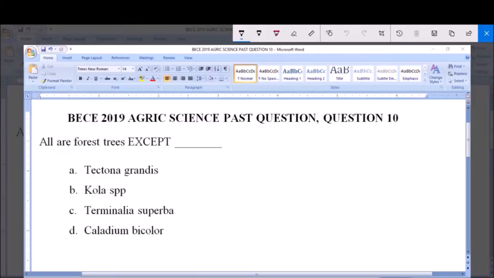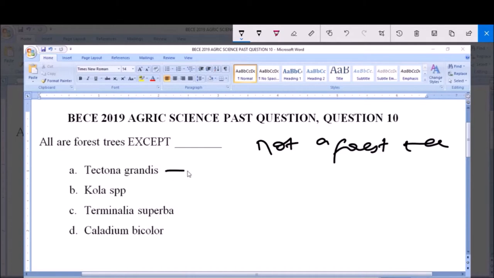Hello, good day and welcome. Today we're going to be dealing with BECE 2019 Agric Science past question, Question 10. All are forest trees except dash. A. Tectona grandis, B. Cola species, C. Terminalia superba, and D. Caladium bicolor. Now we are asked to pick out of these options the one that is not. This except simply means that is not a forest tree.